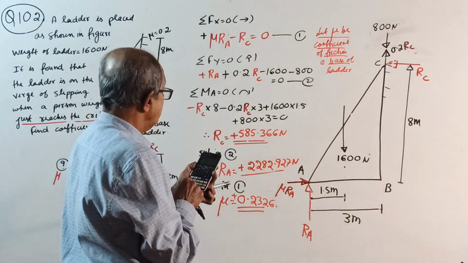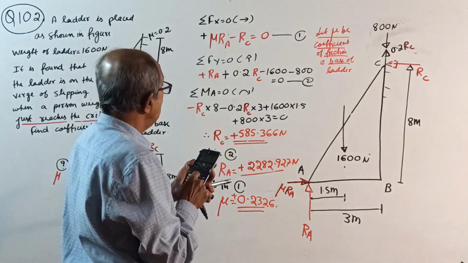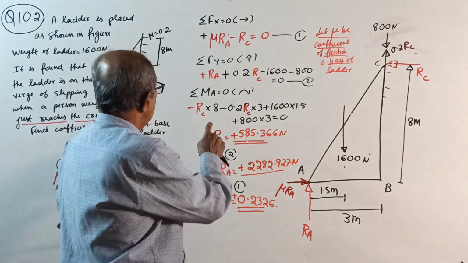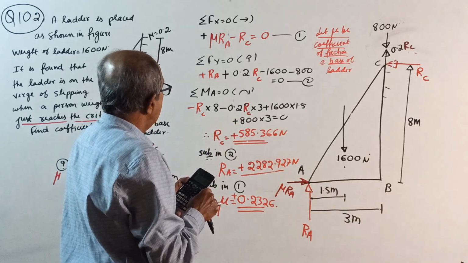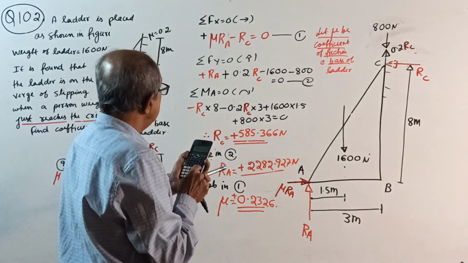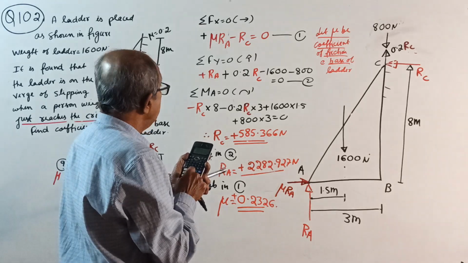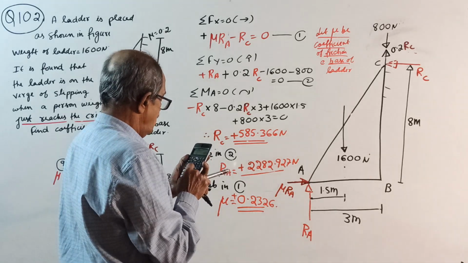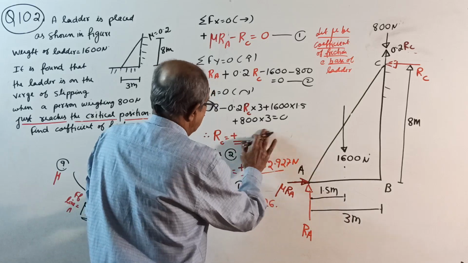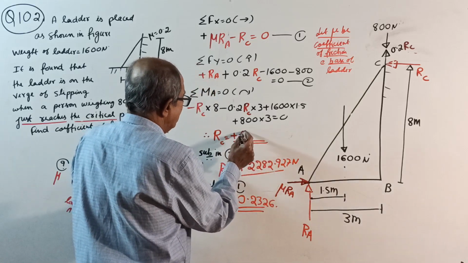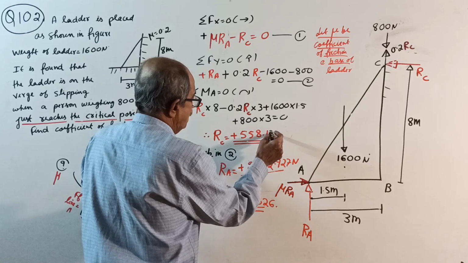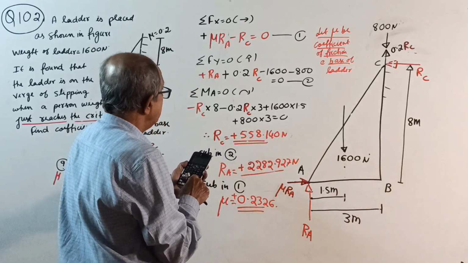One minute. 1600 into 1.5 plus 800 into 3, divided by 8. I think something is wrong here. Divided by bracket 8 plus 0.2 into 3. This RC is wrong. Such things happen, don't bother about it. RC is 558.140 Newton. Once again, I will check it now.